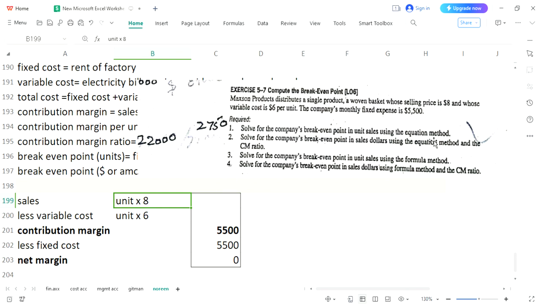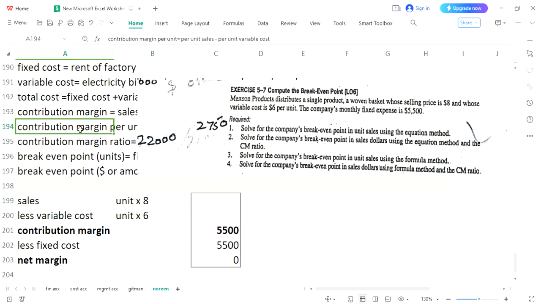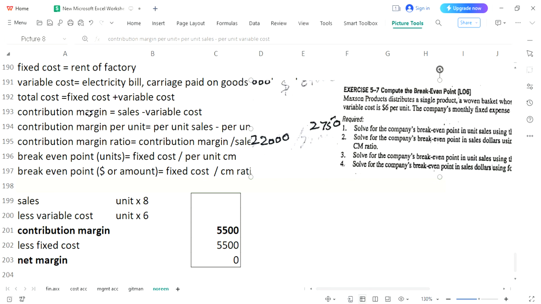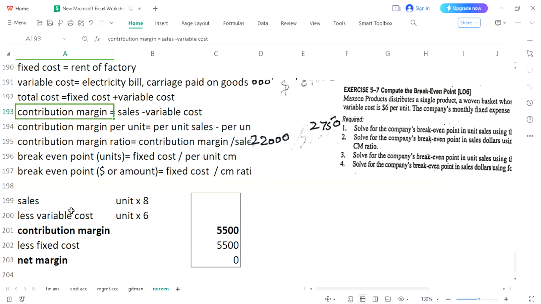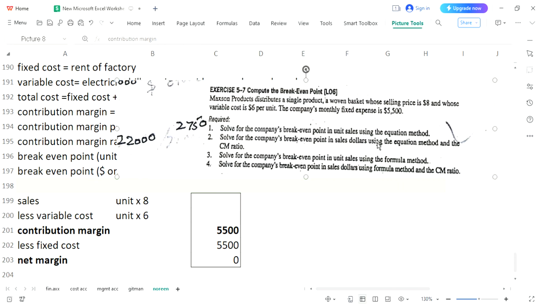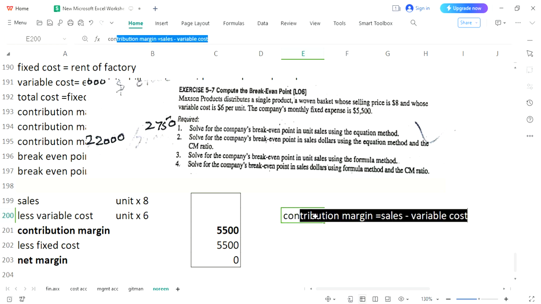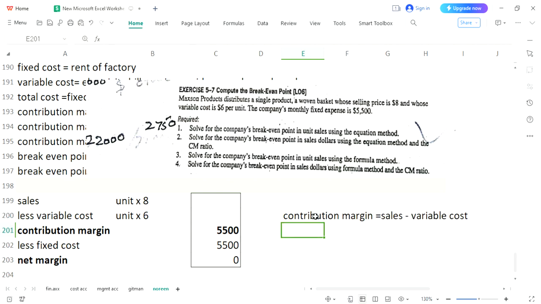And this is also our requirement using the equation method. As you know, the contribution margin formula, which we have discussed over here: sales minus variable cost is equal to CM, which is also written over here. So what I was discussing, contribution margin, sale less variable cost is equal to contribution margin. So we can write the same formula over here as well. Contribution margin is equal to sale minus variable cost. The same formula has appeared over here.